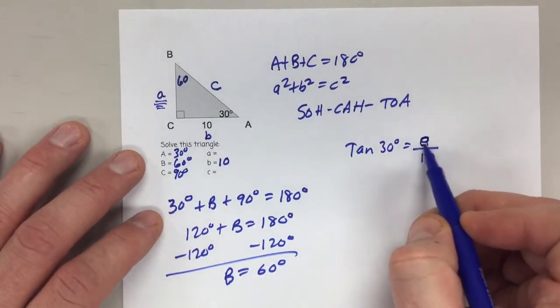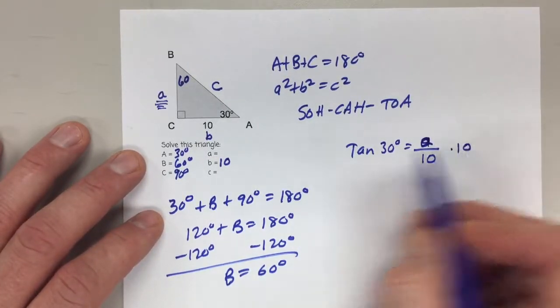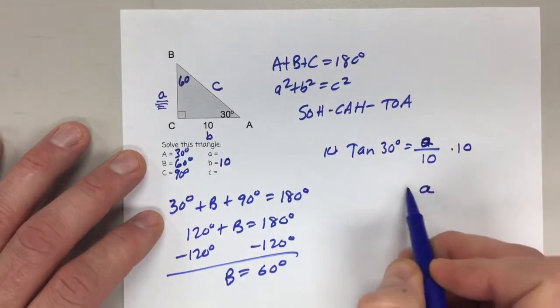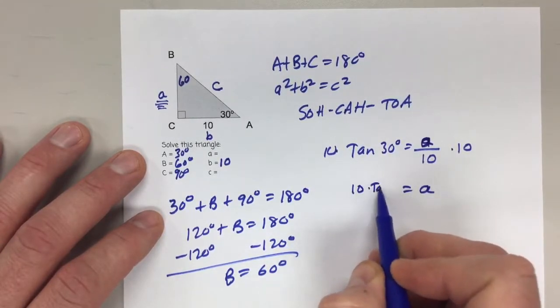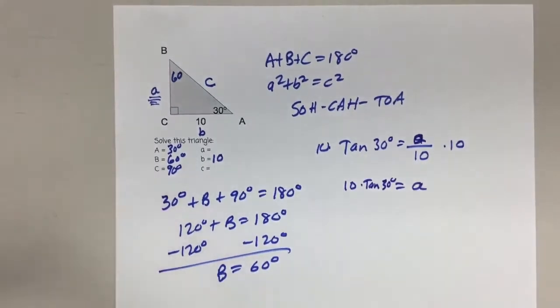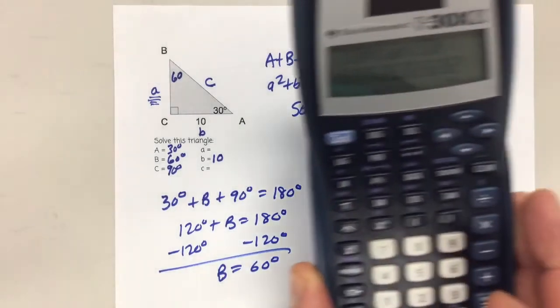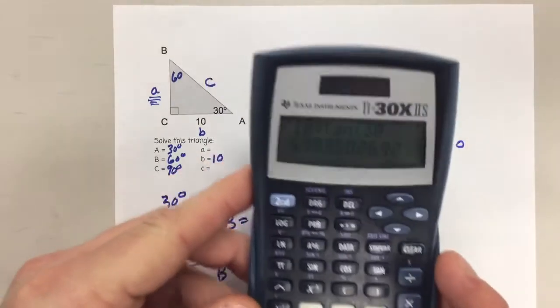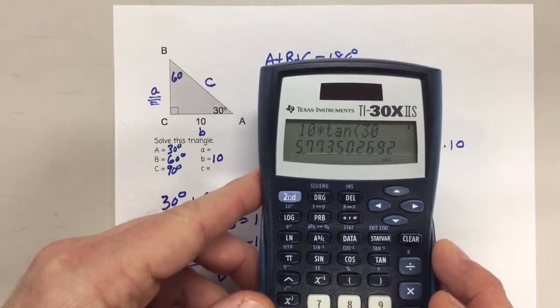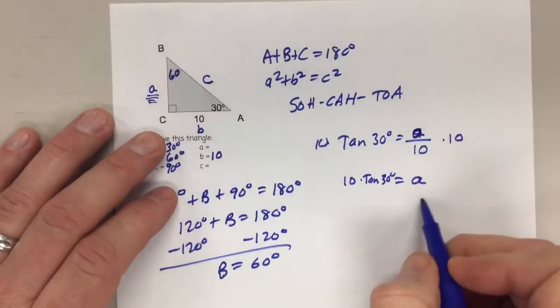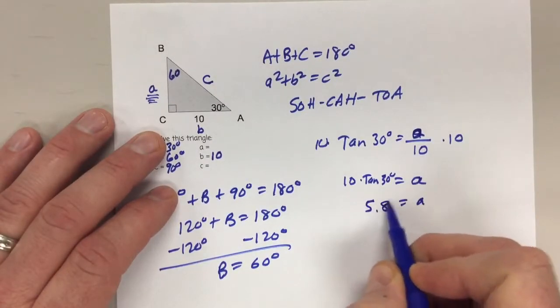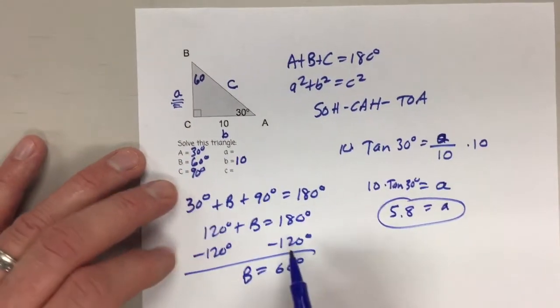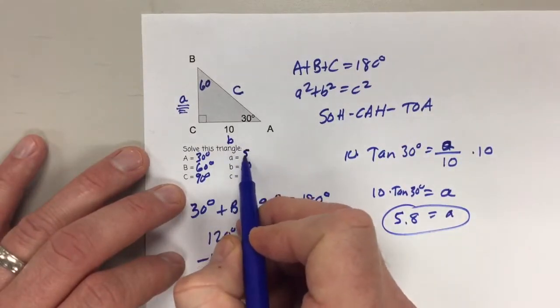And this is one of those easy ones to solve because all you have to do is multiply both sides by 10. And I get A is 10 times tangent 30. So on my calculator, I would type in 10 times tangent 30. And it gives me 5.77, which I'm going to round to 5.8. So that gives me lowercase a, 5.8.